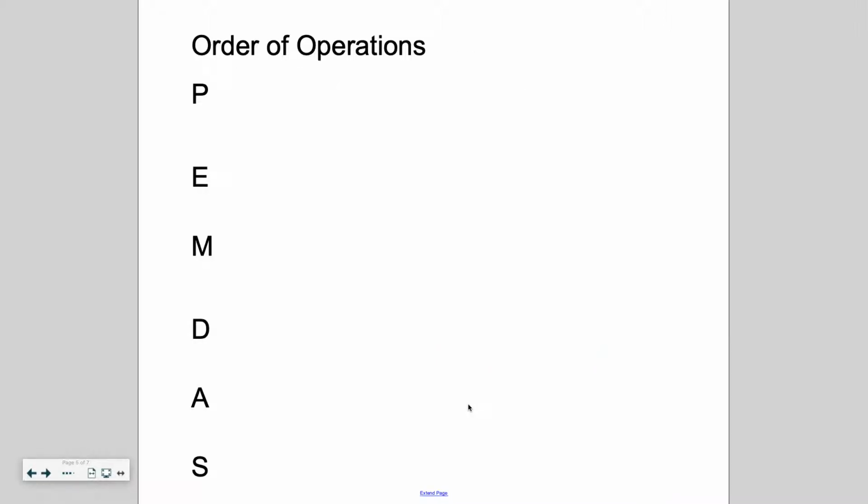Okay. Order of operations. How do we remember order of operations? PEMDAS. Please excuse my dear Aunt Sally. Okay? What does the P stand for? Parentheses.